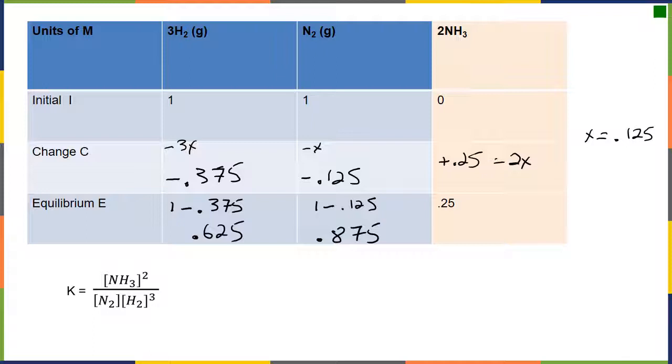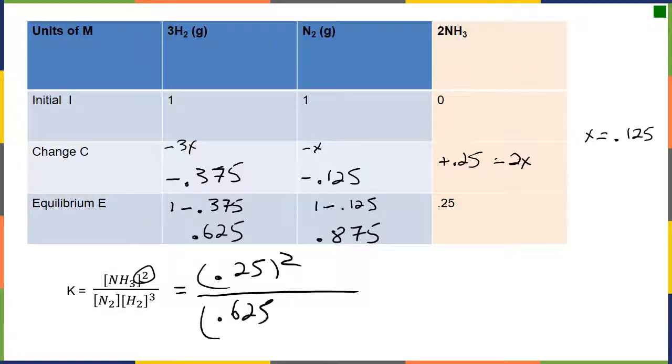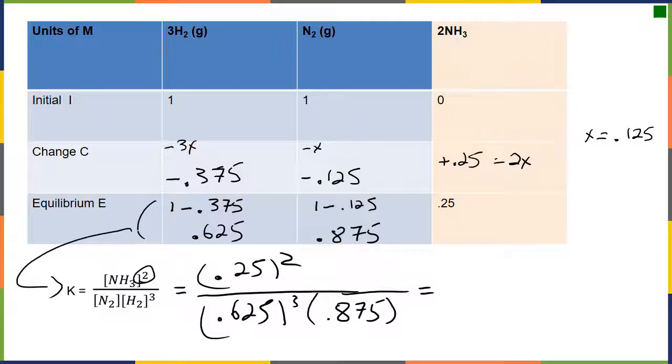Our K is going to equal the concentration of ammonia squared, because of the 2, divided by the concentration of nitrogen times the concentration of hydrogen cubed. So plug it in: 0.25 squared divided by 0.875 times 0.625 cubed. We have our values at equilibrium. We're going to plug this into our K, and we're going to find out that our K here has a numerical value of 0.29.